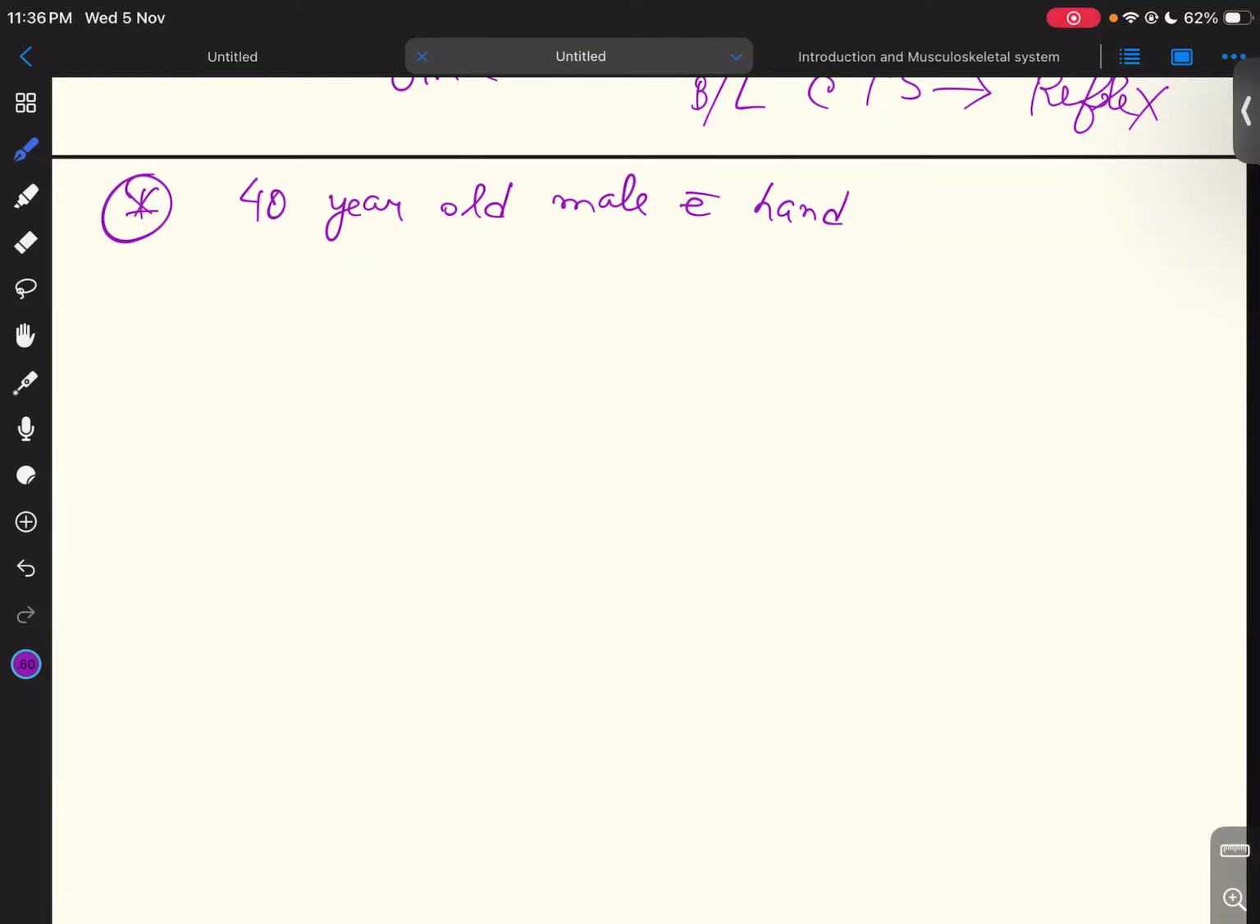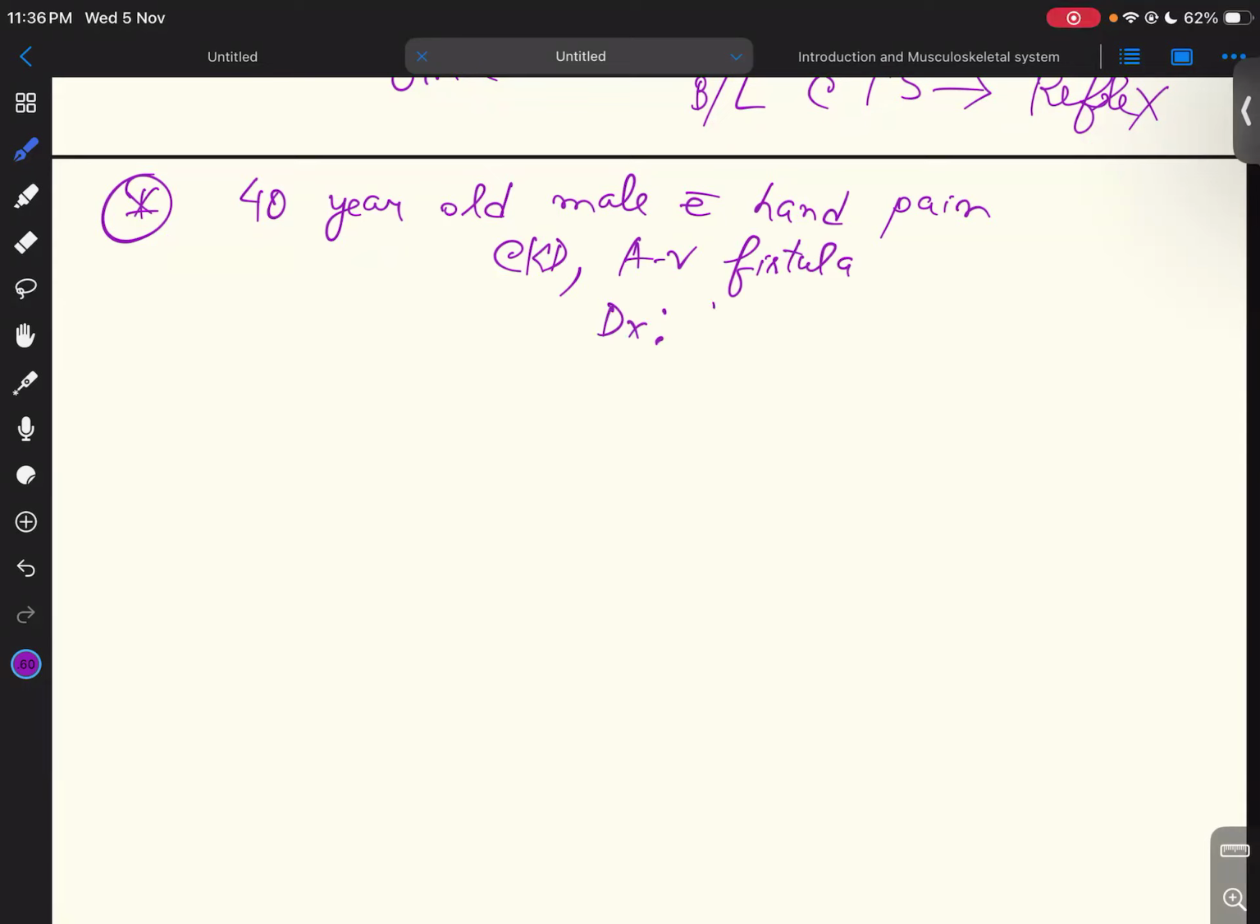So this is the case, a 40-year-old man with hand pain. In the past medical history, the patient has CKD and an AV fistula. So what is the cause of hand pain in this gentleman? These cases come today.